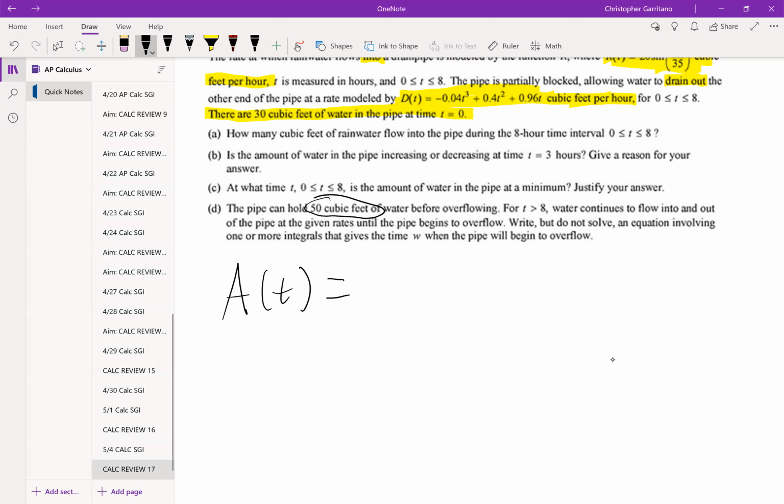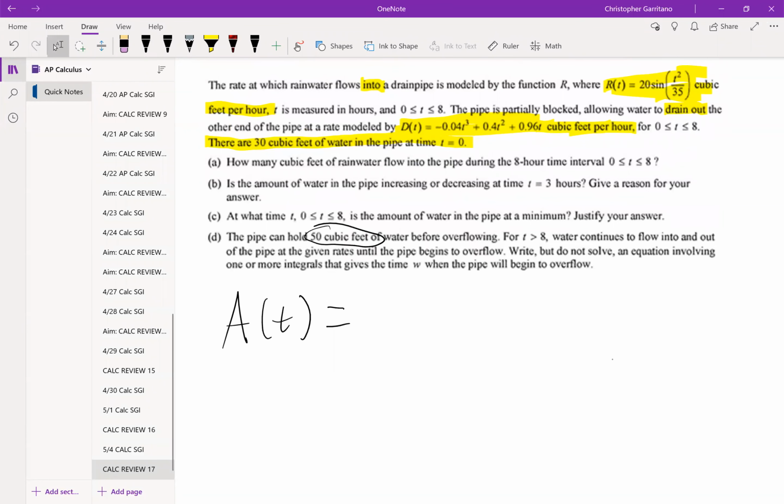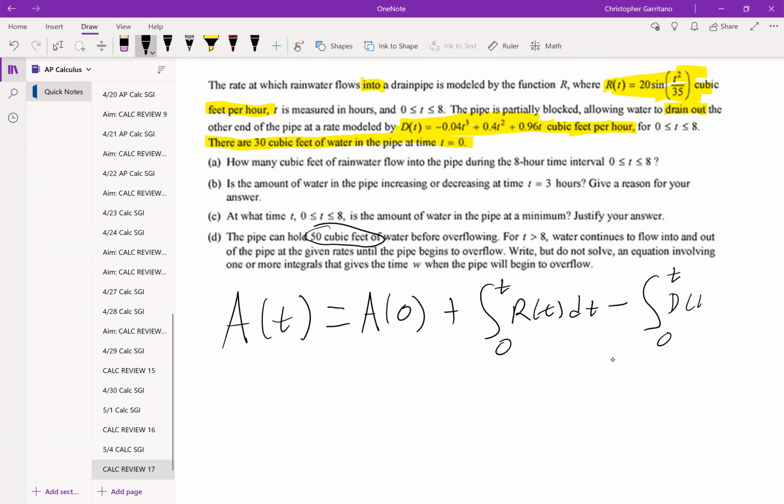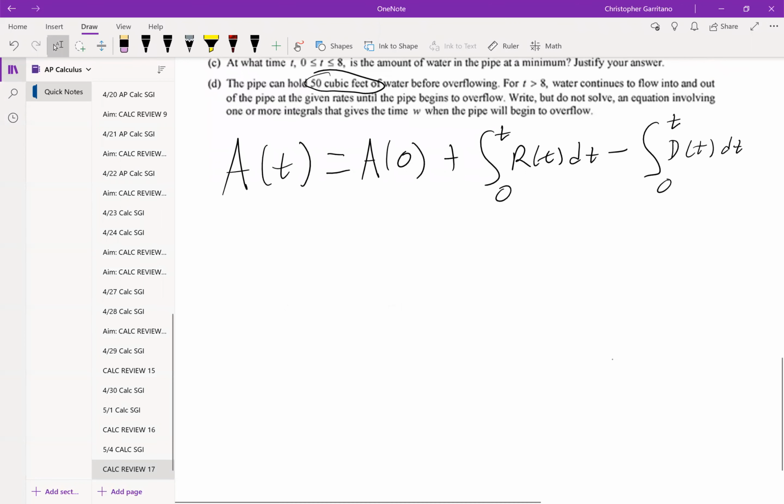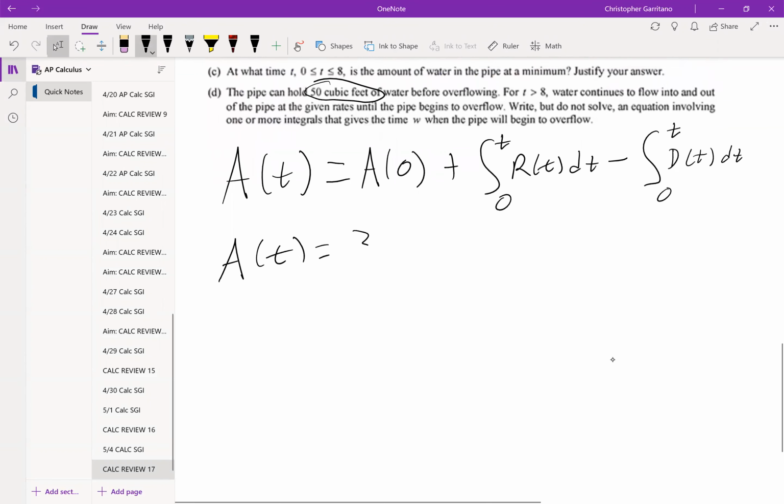Hopefully we are aware of how to approach this at this point. We need to take the initial amount of water. We need to add to it the integral of the rate in, which will give you the net change in water pumped in. And then we need to subtract the integral of the rate out, because this will give you the net change in water pumped out or dripped out, whatever the verb is. So this would be the expression for the amount of water at any time t. Let's just plug in the known value, which is A of 0, which is 30.